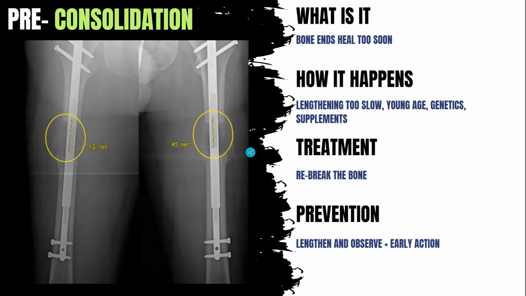How does this happen? Usually it's age, younger patients, or if you're lengthening too slowly, or sometimes taking too many supplements, the body can synthesize bone really easily from that, okay? So what's the treatment for this? So the surgeon's going to perform another osteotomy and re-break the bone, as simple as that. Unfortunately, it is another surgery, but it's quick and easy, but you just want to try to avoid this as much as possible. So how do you do that?